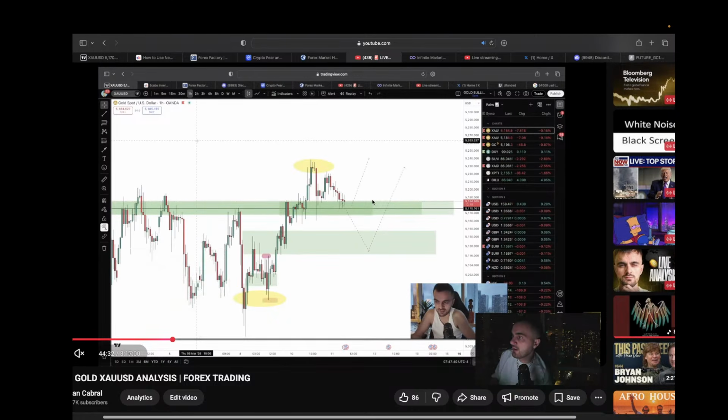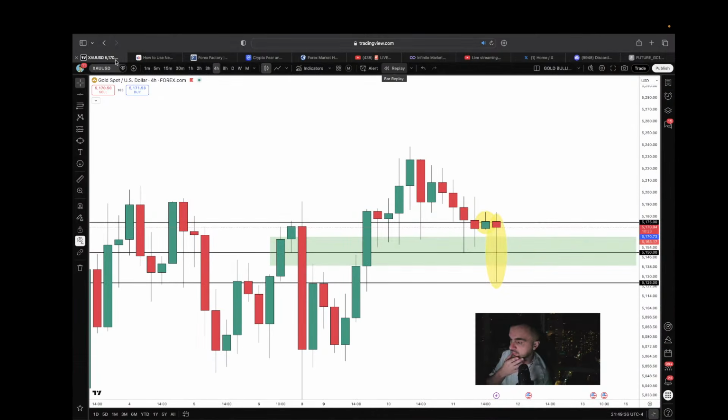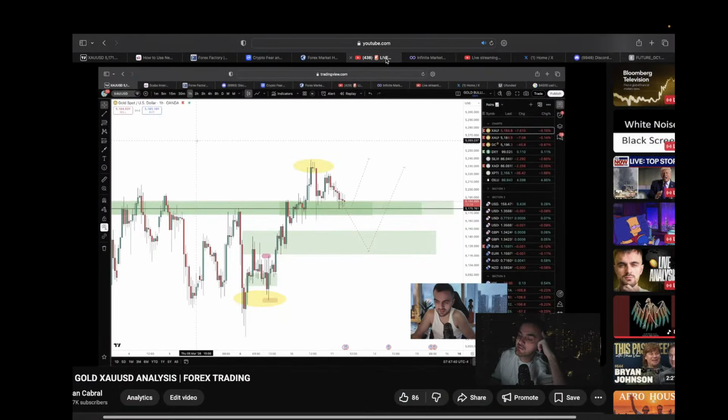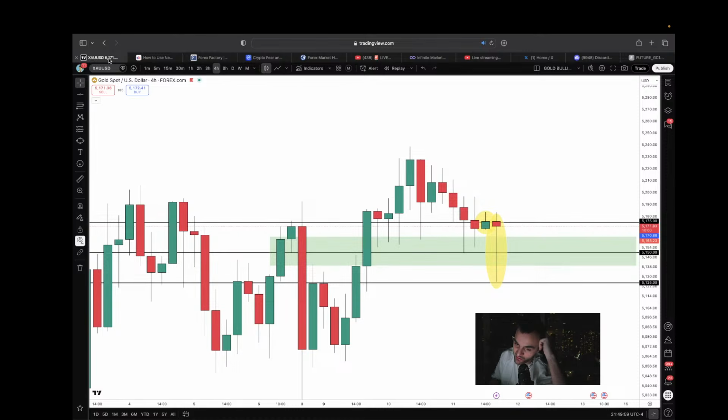That was the only next setup I would have for now. Okay, 4 hour flipping bullish, it just flipped crazy, looking like a pin bar hammer. It's coming back to the first zone almost, in the area of 51.70, 51.80, literally coming back to that first area.